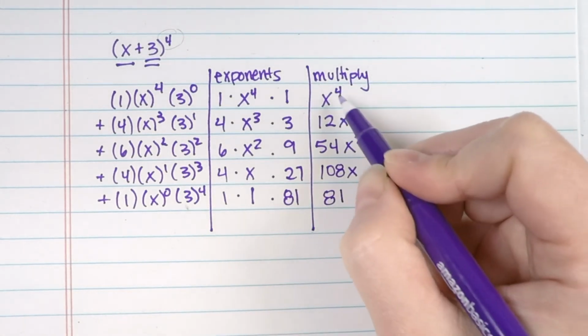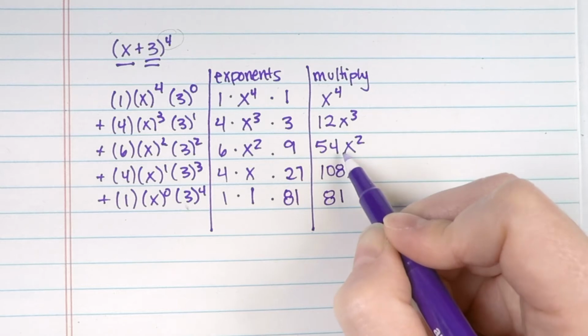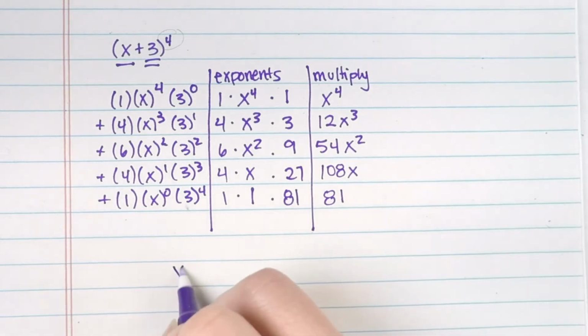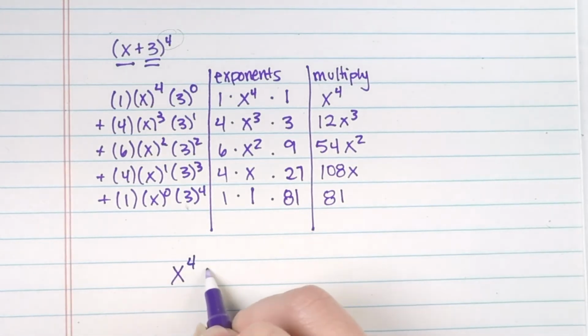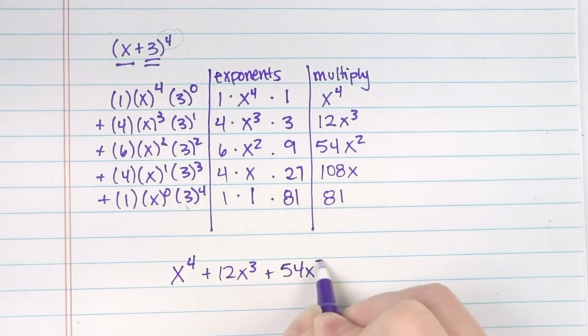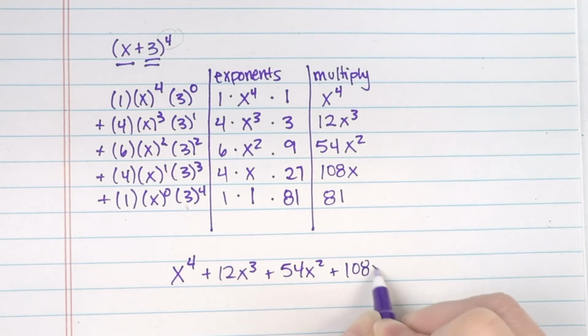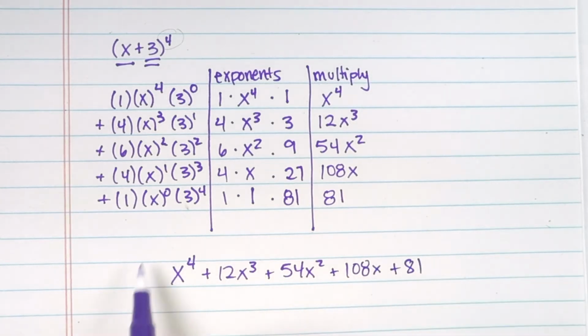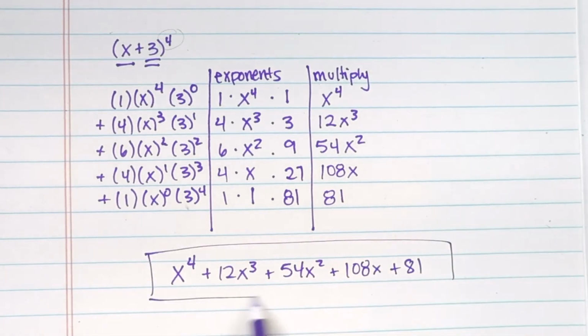So this is my answer, x to the fourth plus 12x cubed plus 54x squared and so forth. And I'm just going to write this out horizontally so it looks more like a polynomial. And that's how we expand a binomial using Pascal's triangle.